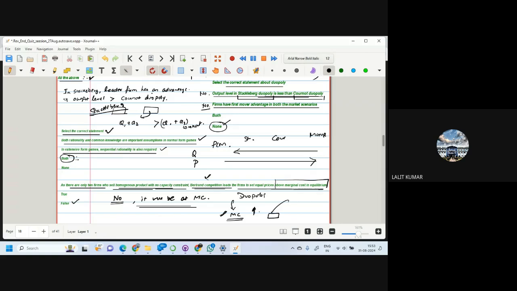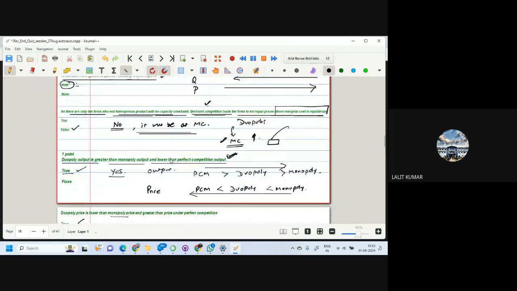Select the correct statement. Both rationality and common knowledge are important assumptions in normal form games. Yes. In extensive form games, sequential rationality is also required. Both are true in these games. As there are only two firms who sell a homogeneous product with no capacity constraint, Bertrand competition leads the firms to set equal price above marginal cost in equilibrium. This is false. They always operate at MC.